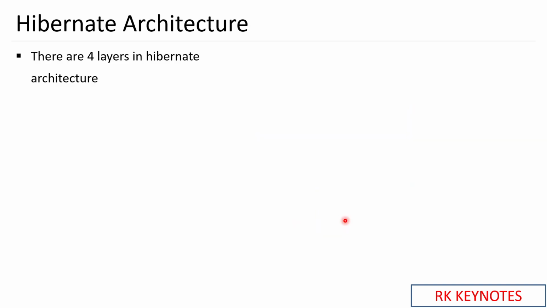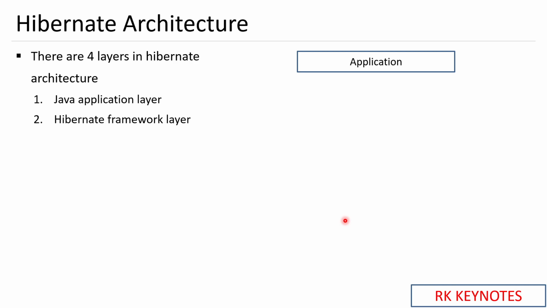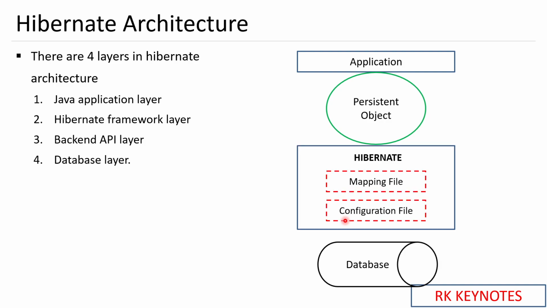Now the third topic is Hibernate architecture, and we have four layers. One is the Java layer, the Hibernate framework layer, and we have the backend API for JDBC and all. And then we have the database layer. So here you can see this is our Java application, and we have the persistent object. That means in the POJO class we have variables, and we will map these variables, means objects, into this database table using this ORM, which is provided by Hibernate. So these two are the XML files we need to create: one is the configuration file and the other is the mapping file. Fine. So this is about the layers.